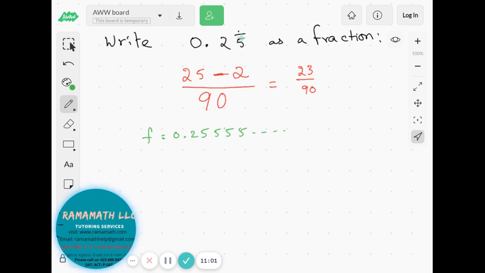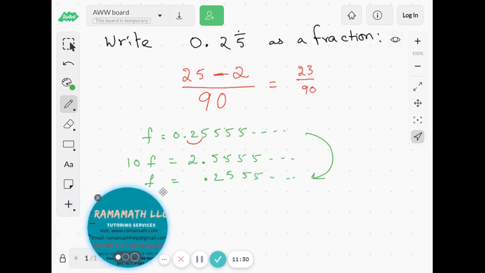Since the repeating has one decimal place, I'm going to multiply by 10. So my decimal will move 1 place. Then I'm going to get 2.555 repeating. And I bring this one back down to cancel out the repeating part. That's going to be 0.25 repeating. Always match the decimals. That is really important. So subtract these two.